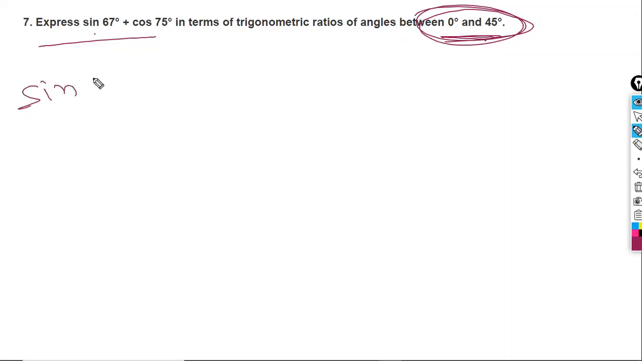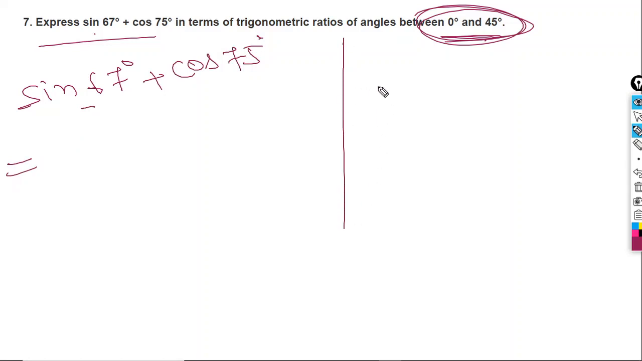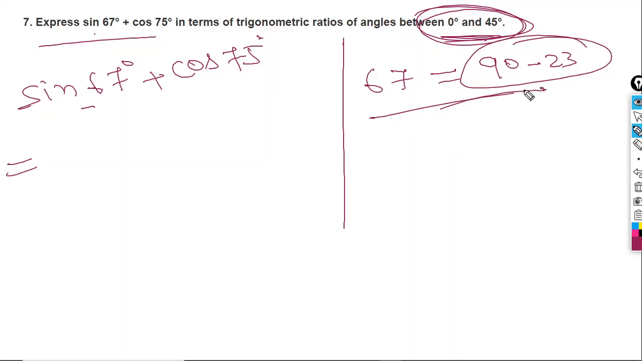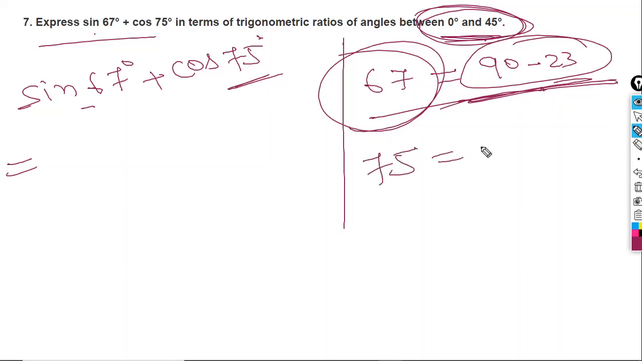Okay, let's start. Sin 67 degree plus cos 75 degree will be equal to, now you can do it in rough. 67 equal to 90 minus 23, isn't it? So instead of 67 we can write 90 minus 23. Similarly 75 equal to 90 minus 15. So instead of 75 we will write 90 minus 15.